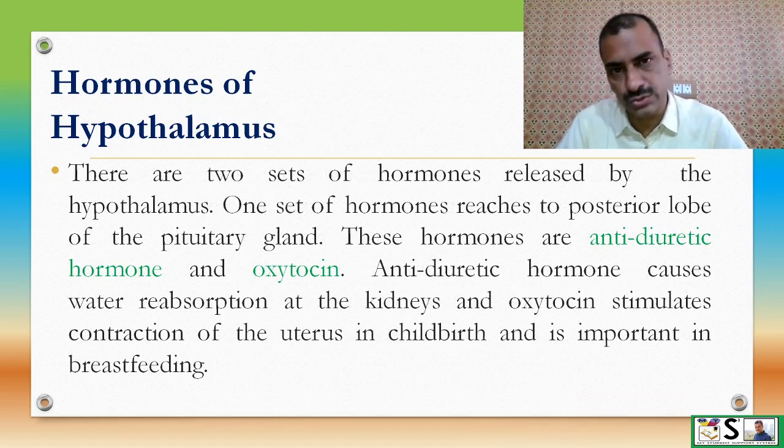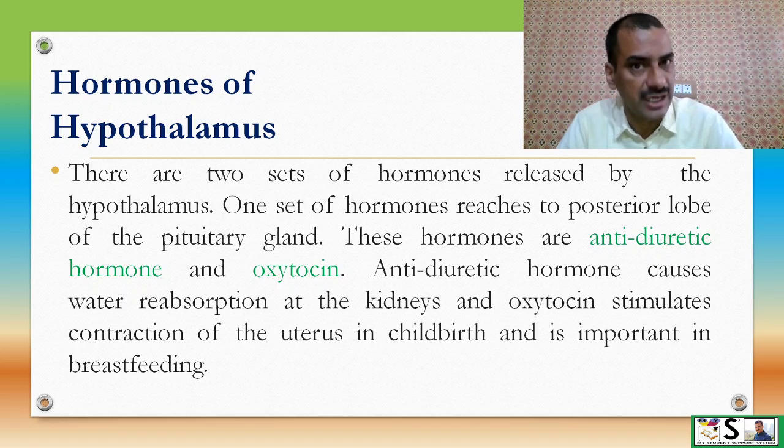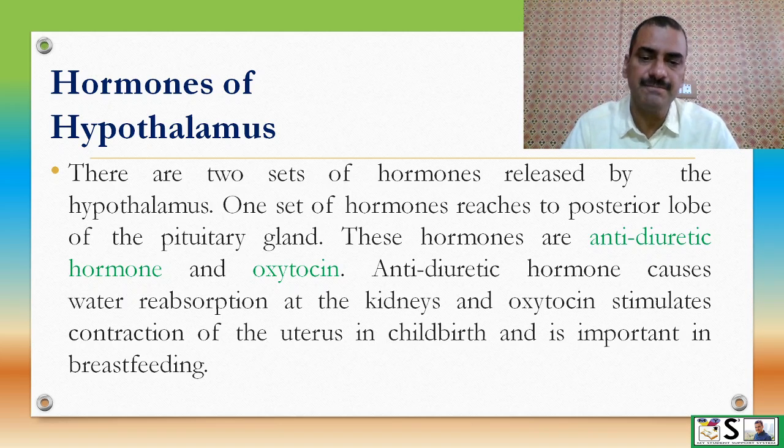What are the hormones secreted by the hypothalamus? There are two sets of hormones released by the hypothalamus. One set of hormones reaches the posterior pituitary gland and another set reaches the anterior pituitary gland.